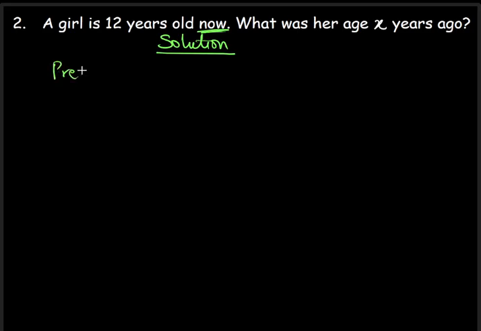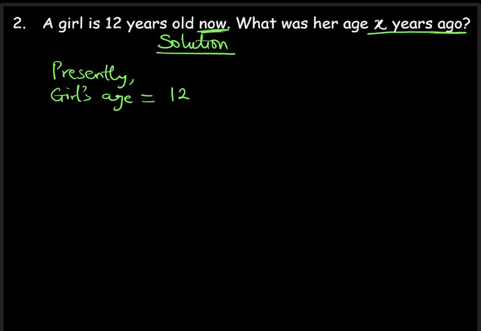So presently, the girl's age is equal to 12. That's the girl's age. So what was her age X years ago? Now we've seen X years ago. Ago means we are going backward.